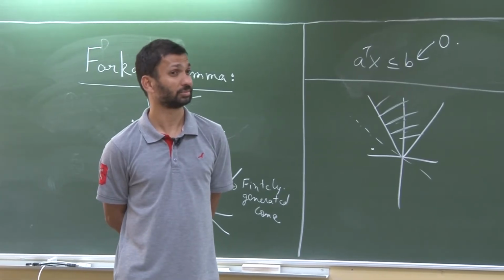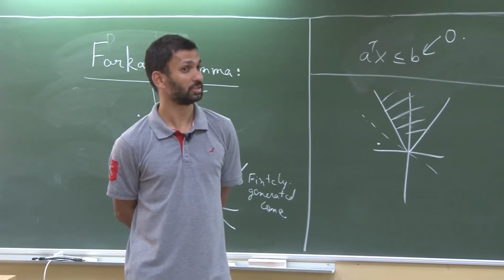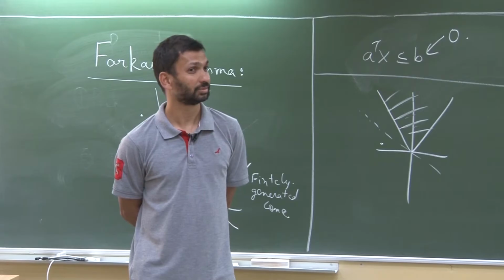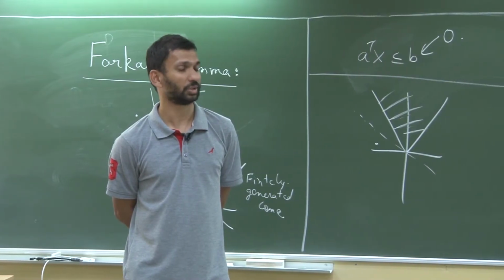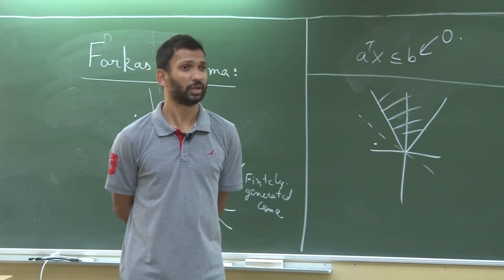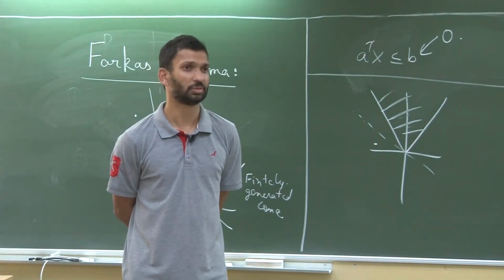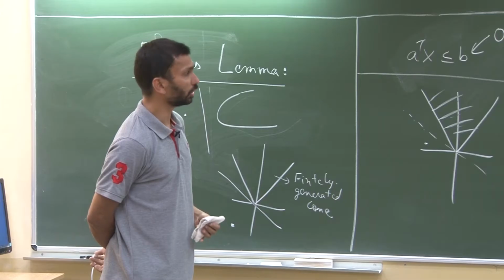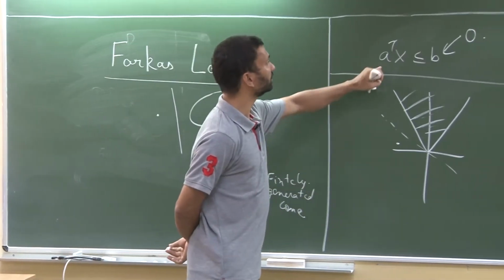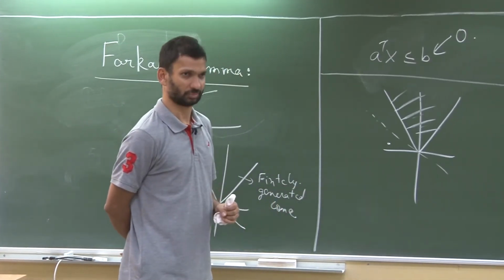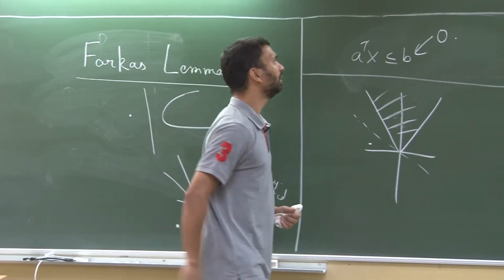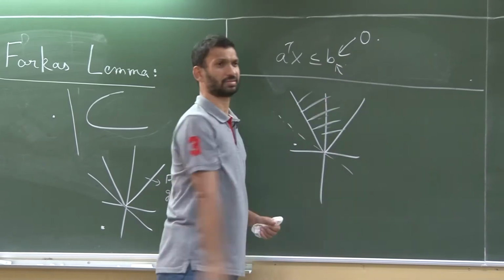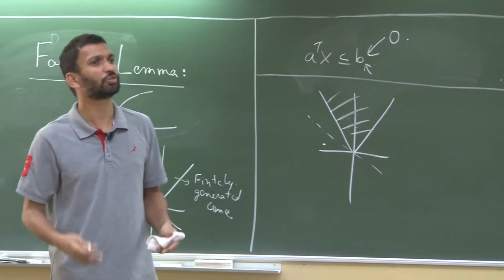By how much? What is theta? Okay, hint. The answer is very simple. Suppose for a cone, you are given this equation, A transpose X less than equal to B. Do you think this B matters? What is the definition of cone?